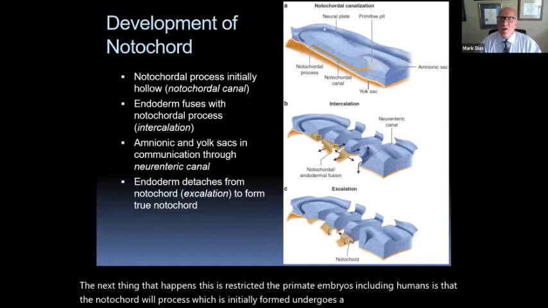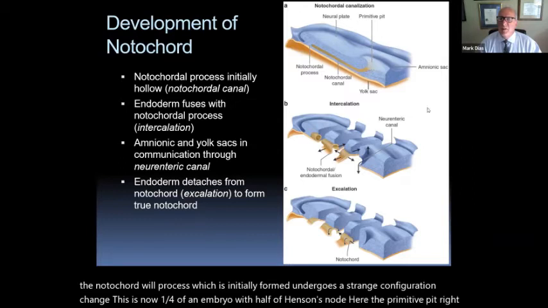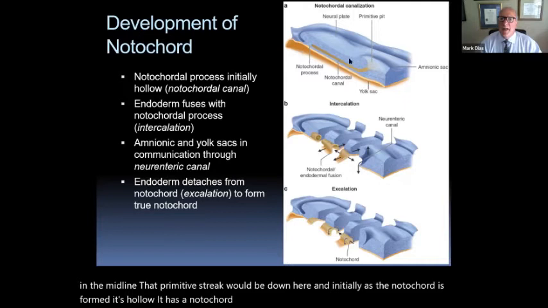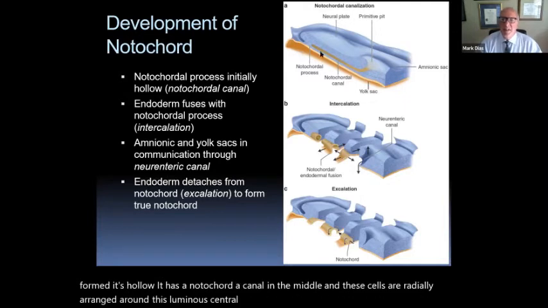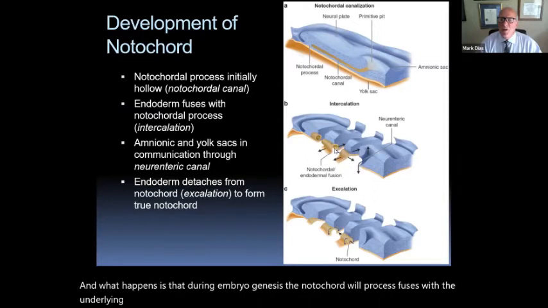This is now a quarter of an embryo with half of Hensen's node here, the primitive pit right in the midline, the primitive streak would be down here. And initially, as the notochord is formed, it's hollow. It has a notochordal canal in the middle, and these cells are radially arranged around this central lumen. And during embryogenesis, the notochordal process fuses with the underlying endoderm and thereby opens up the notochordal canal to the underlying yolk sac.